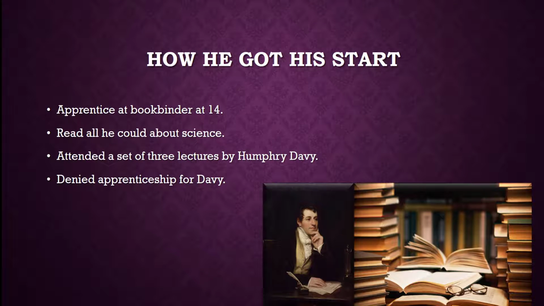So how he got his start. He was an apprentice at a bookbinder at the age of 14, where he decided that he was going to read all he could about science, and he'd pick up every book, and he'd teach himself everything that he possibly could. He then attended a set of 3 lectures performed by Humphrey Davy, who was a very popular chemist at the time. He then applied for apprenticeship with Humphrey Davy and was actually denied.